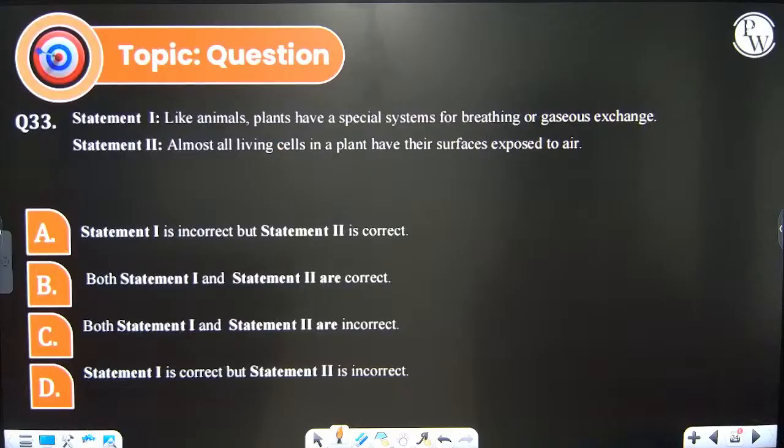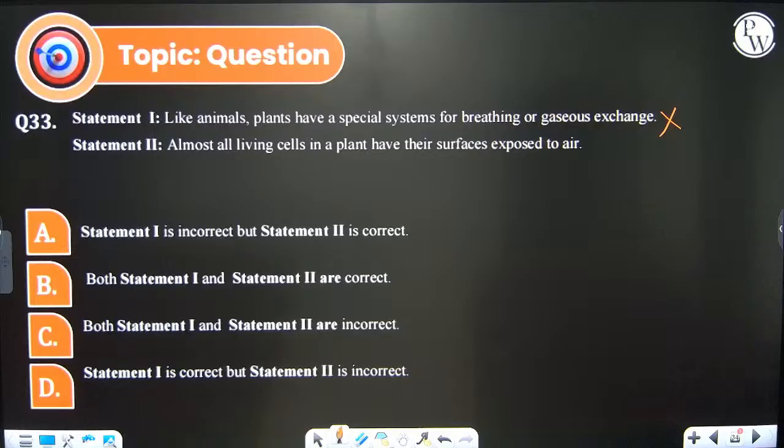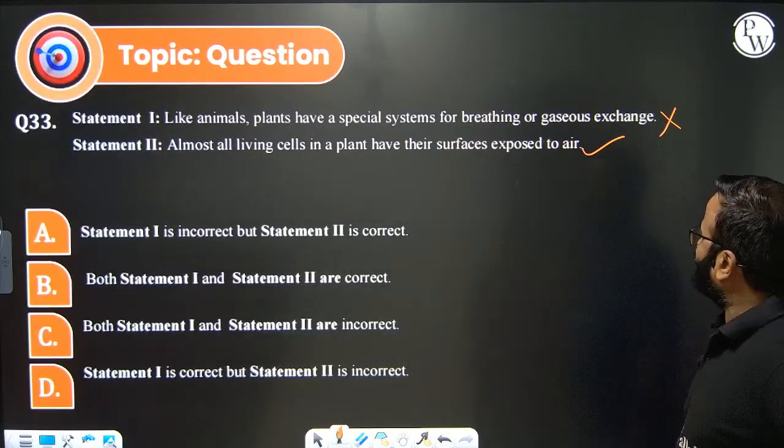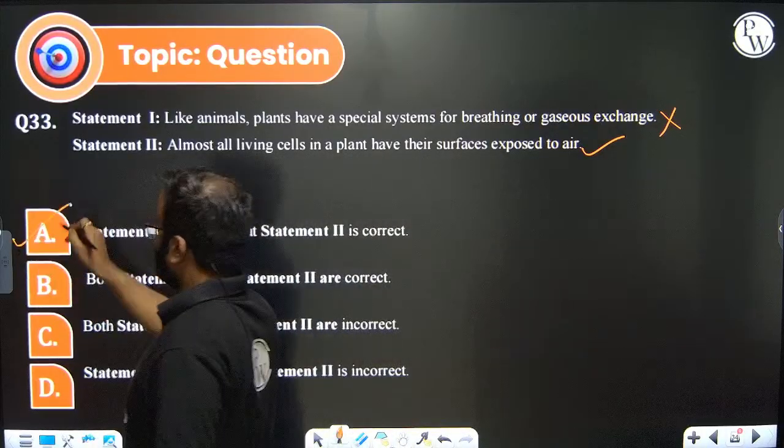Next, let's see the next one. Like animals, plants have special systems for breathing or gaseous exchange. No, nope. That's what we've been discussing from the first page of the textbook. Almost all living cells in a plant have their surfaces exposed to air. Let's read the statement carefully once again. That's how they take care of their own oxygen requirement. So statement 2 is right and statement 1 is incorrect. Which option gives that? Okay, A is our answer.